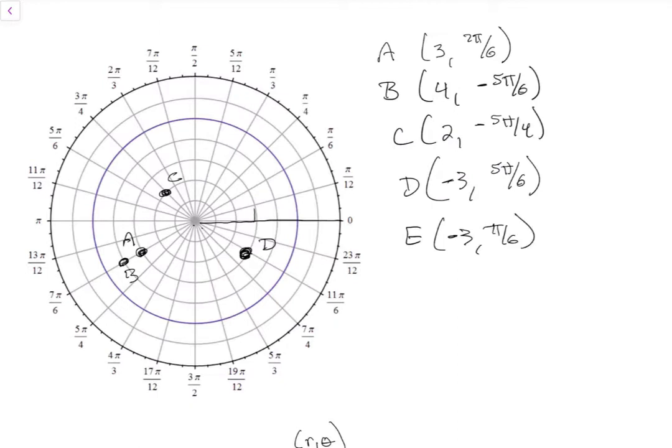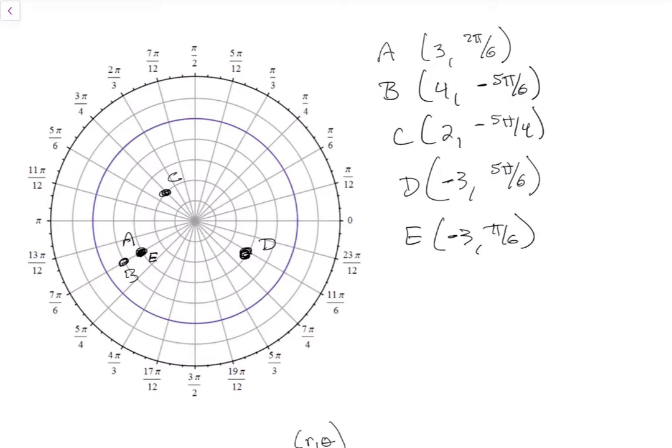So I'm going to go to theta being pi over 6, and because my r is negative, I'm going to reflect through the pole onto this side, and I'm going to move a distance of 3. 1, 2, 3. So as it turns out, point E and point A are equivalent.